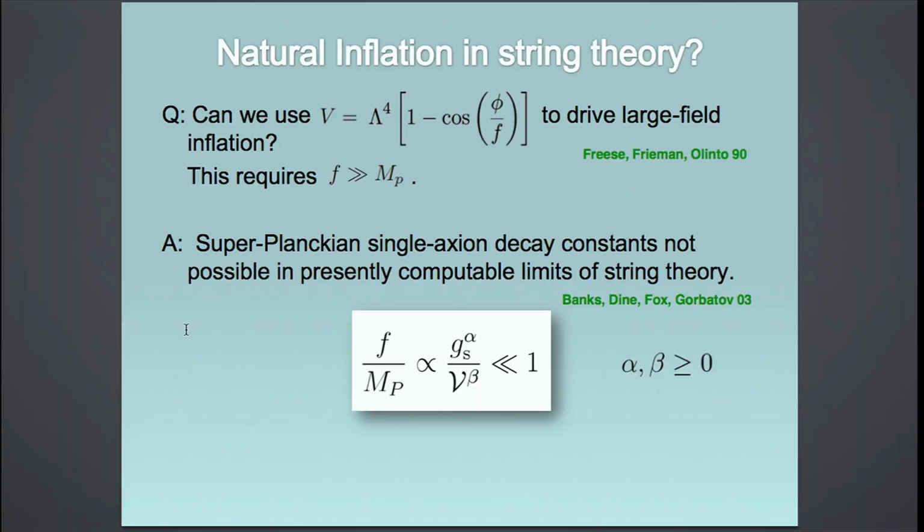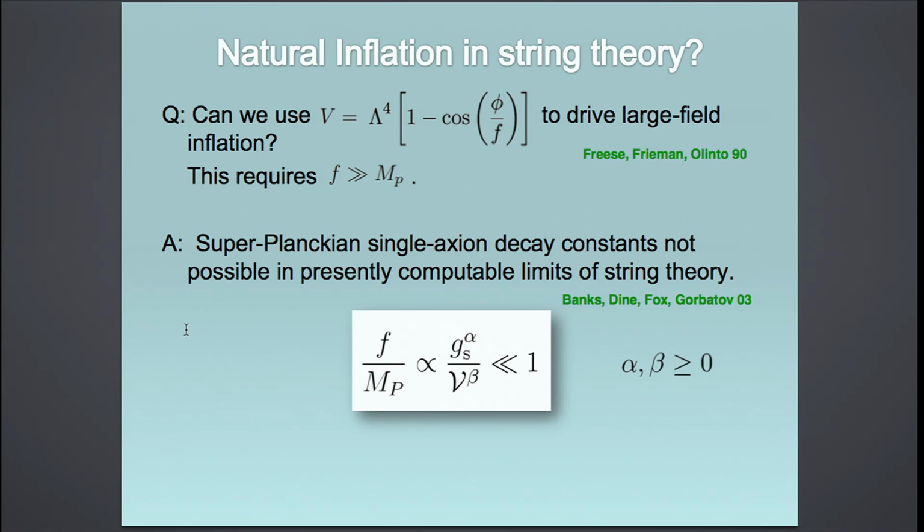So a very natural question is, can we just build large field inflation in string theory following precisely, in unmodified form, in the tracks of the Freese-Frieman-Olinto proposal? That proposal was to take f much larger than M_Planck, about 10 M_Planck works. In that case, the cosine has such a long period that if you move up even a small amount, you can drive large field inflation on the way back down to the minimum. That's the original proposal. Well, you need f much bigger than M_Planck.